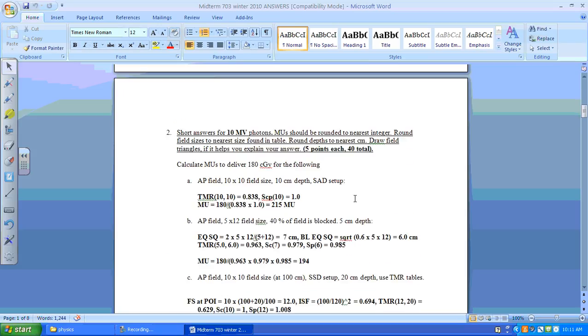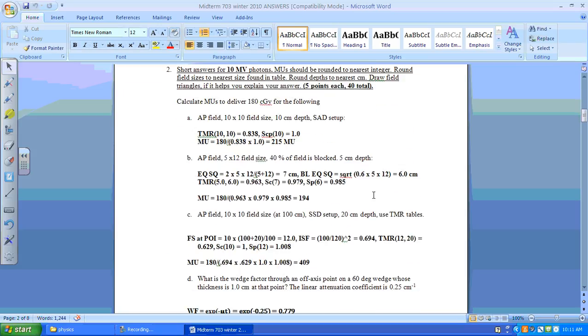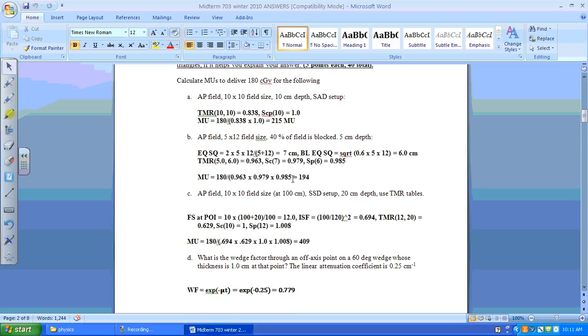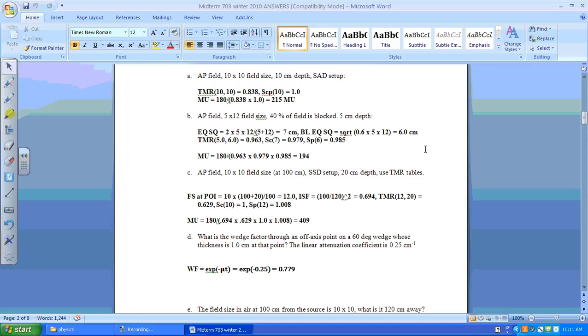Problems, short answer questions. Calculate MUs to deliver 180 per day. These are photons, so you have to look up a TMR. This is the one I didn't give you a TMR table for. You said you had to memorize the table, right? I needed a page right away, and I got it to you. So there's your TMR. S sub P is 1 because it's a 10 by 10. There's the MUs. I think you all got that one.